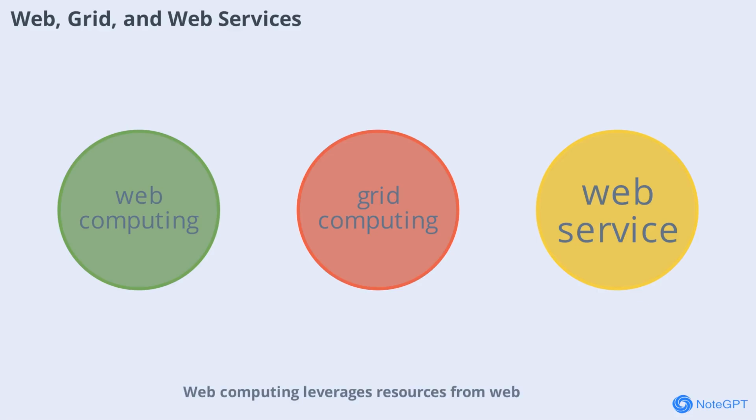Web computing leverages resources from web servers or web services over the internet, making applications accessible from anywhere. Grid computing pools interconnected resources, forming a grid that replaces traditional web servers for large-scale processing. Web services are applications identified by URLs, described using XML-based languages, and interact with other services via internet protocols. These technologies form the backbone of scalable, interoperable cloud solutions.